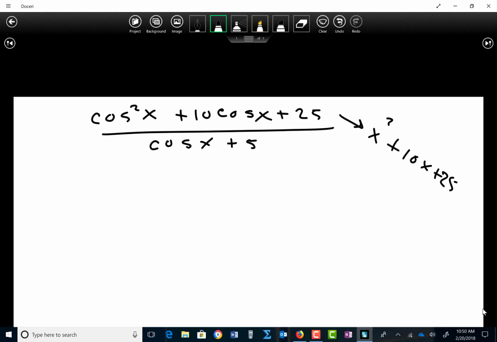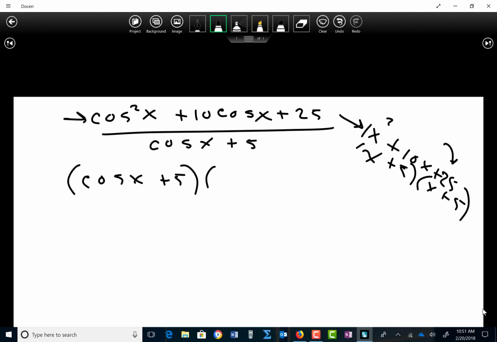If I were trying to factor that one, since it's a coefficient of 1, all I need to do is find factors of 25 that add up to 10, which would be 5 and 5. So this would have been x plus 5 times x plus 5. And the way that carries over into trig is this is not an x, this is a cosine. So instead of having x plus 5 times x plus 5, you would have cosine x plus 5 times cosine x plus 5.